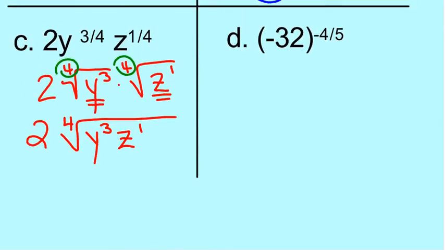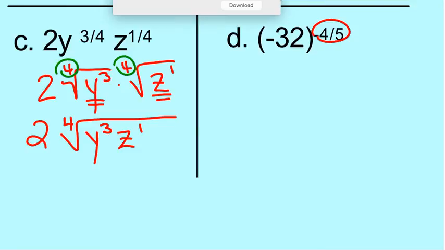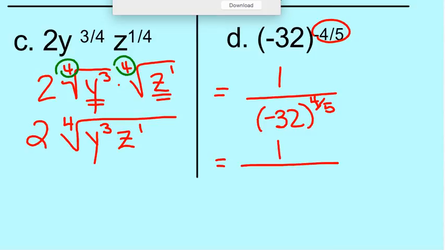All right, we have that negative 4/5 power again. So if you remember from part B, we want to flip it. So 1 over negative 32 raised to the positive 4/5. All right, now we're going to go ahead and take that negative 32 to the 4/5 and rewrite it as a radical. So it's negative 32 to the 4th power, and then 5th root.